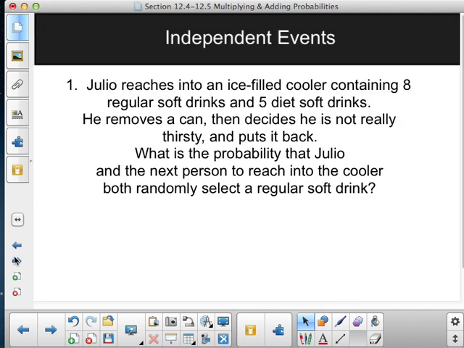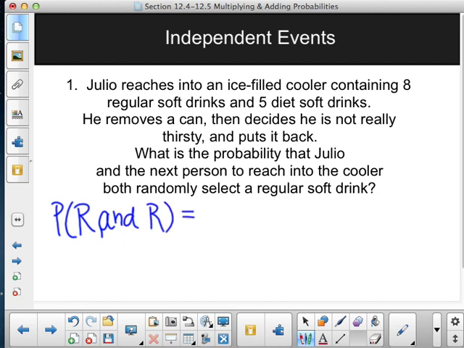So here's an example of an independent event. Julio reaches into an ice-filled cooler containing 8 regular soft drinks and 5 diet soft drinks. He removes a can, then decides he is not really thirsty and puts it back. Well, since he put it back, it's independent. What's the probability that Julio and the next person to reach into the cooler both randomly select a regular soft drink? Since he puts it back, it's an independent event, and we are trying to figure out the probability of having a regular soda and then getting another regular soda. So a regular and a regular.